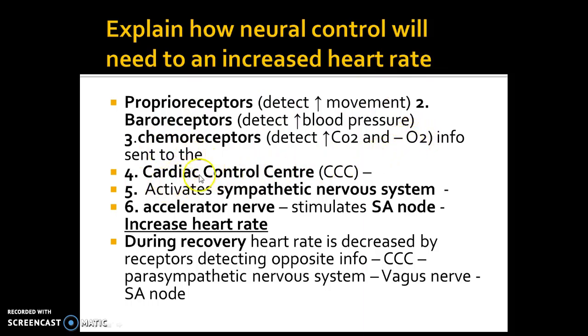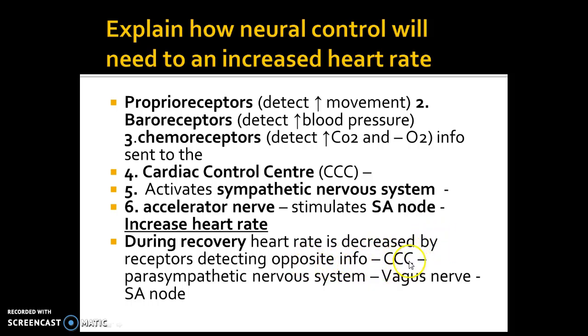Okay, this information is sent to the cardiac control center. This activates the sympathetic nervous system, which will then stimulate the accelerator nerve, which finally stimulates the SA node to lead to an increase in heart rate. If the question asks about exercise, you stop there. If it asks for you to talk about how neural control regulates heart rate during recovery, okay, the receptors detect the opposite because you're slowing down. Instead of everything increasing, it's decreasing.